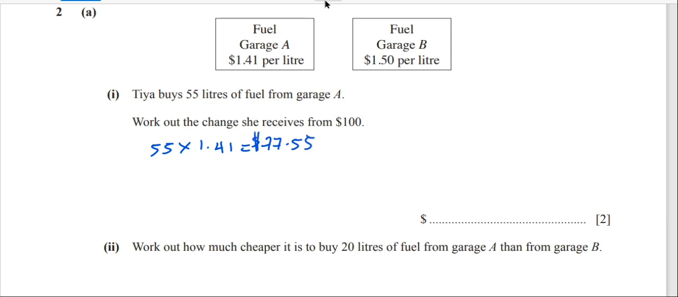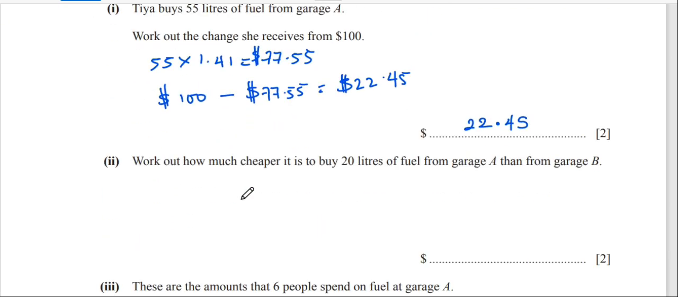So what's going to remain now is going to be 100, because she went there with $100, minus 77.55. So that will give us 22.45. So the change that she's going to receive is $22.45. Okay, so they say work out how much cheaper it is to buy 20 liters of fuel from garage A than from garage B.